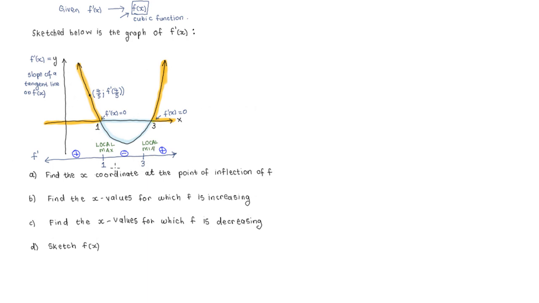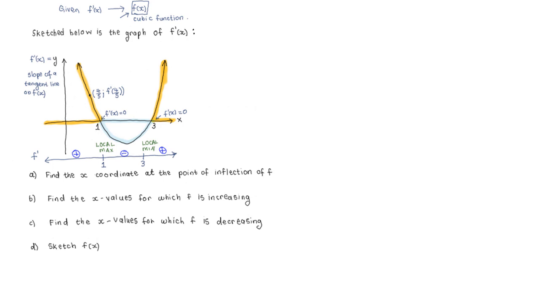Basically what I'm trying to say is that the derivative number line can be represented graphically by using the derivative function, which is a quadratic function for a cubic function. Now, when you look at the first question, they ask you to find the x coordinate at the point of inflection of f. So f is our original function, which is the cubic function.